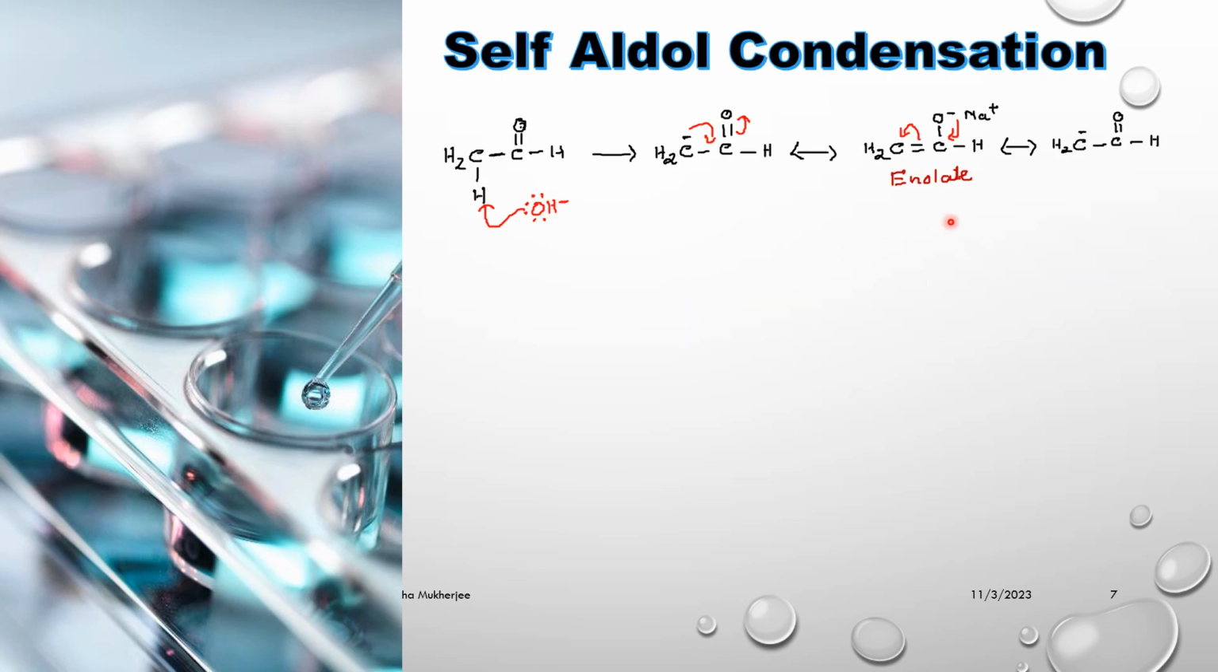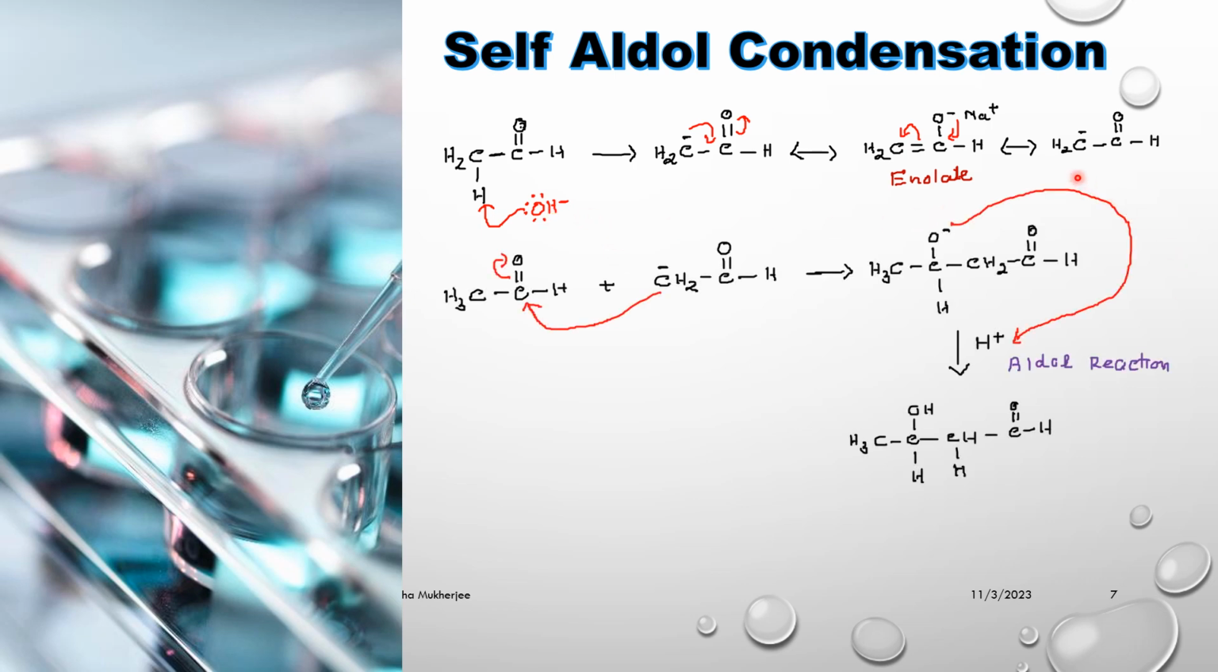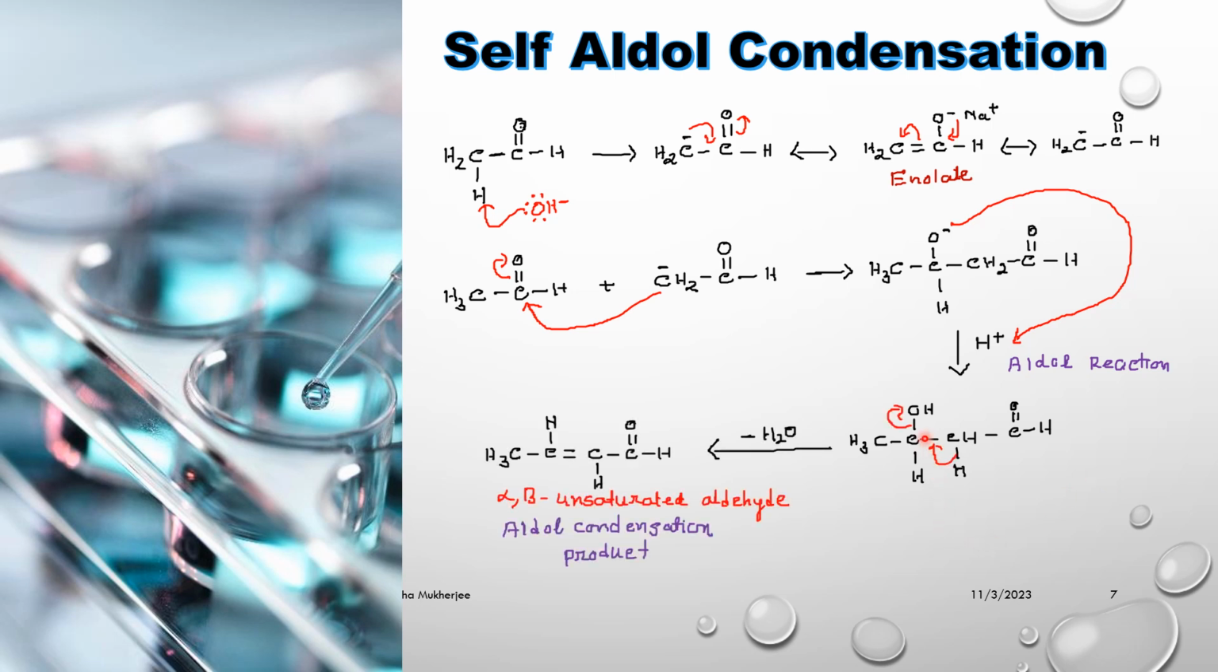In self-aldol condensation reaction, the carbonyl compound which contains alpha hydrogens in presence of base forms enolate. Enolate acts as a nucleophile because it has a carbon nucleophile. Now this carbon nucleophile attacks the carbonyl carbon of another acetaldehyde and we get the product which is called aldol reaction product. The final step is where the OH and the hydrogen leave as a water molecule and we get alpha beta unsaturated aldehyde. This is the aldol condensation product.